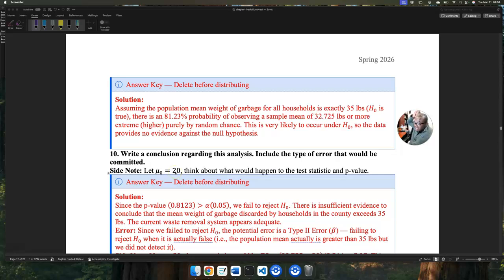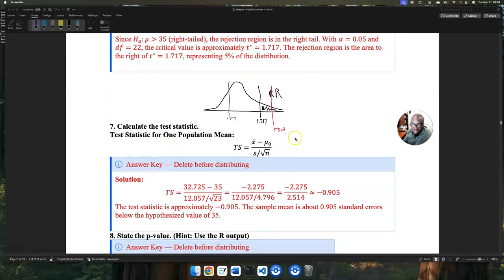That test statistic is going to go from negative 0.905 all the way to the left. It's going to get really, really small. It becomes smaller than negative 1.17.